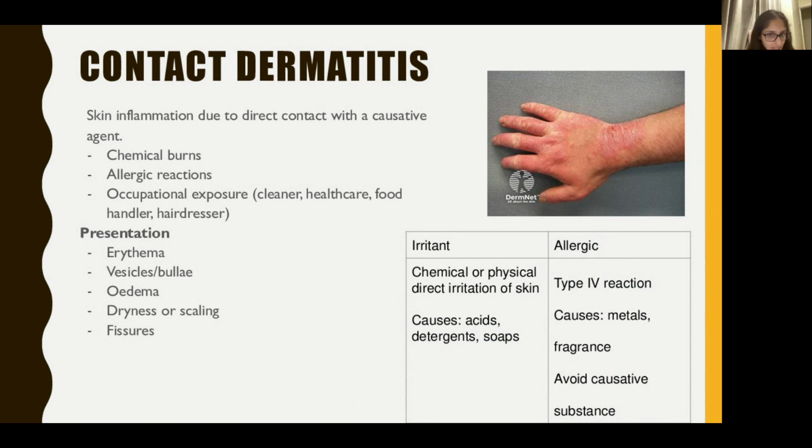So irritant contact dermatitis is related to the actual chemical or physical irritation of the skin. This would affect people in contact with things such as acids, detergents, and soaps. Allergic contact dermatitis is a type 4 hypersensitivity reaction, and this would include things such as metals and fragrance, and for this we want to avoid causative substances.